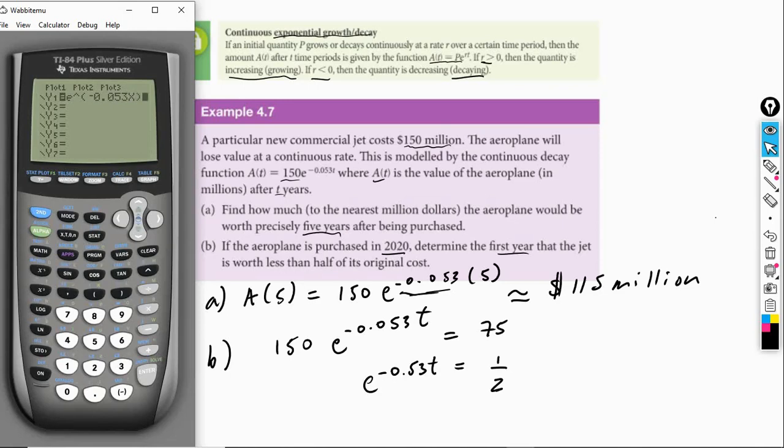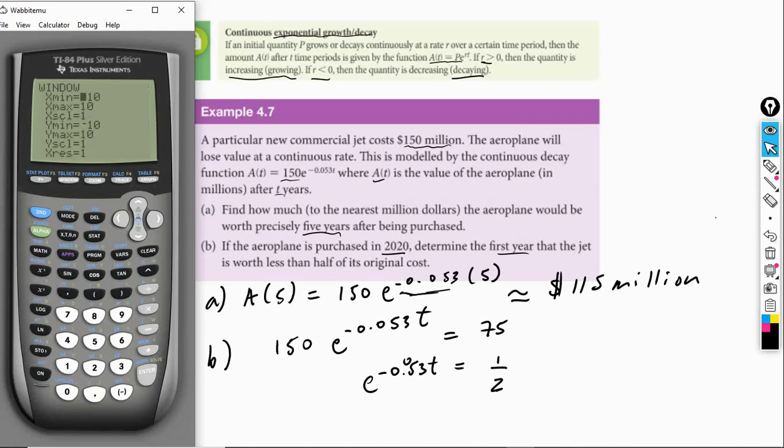I just noticed that I'm missing a 0 here. So let me put that over here, 0.053t. Then we do the second function, 1 divided by 2. And let's hit graph. Okay, so notice that the window is not helping us very much. So we might have to change the scale.